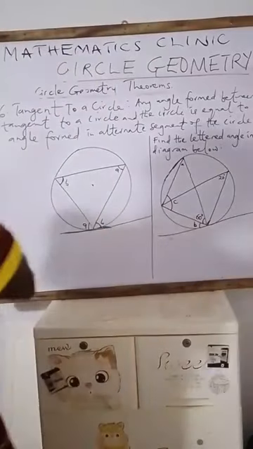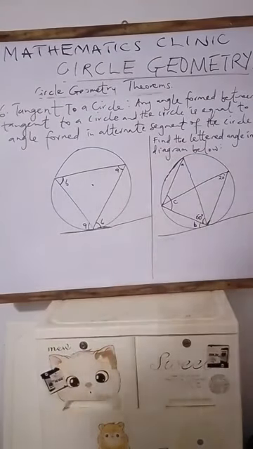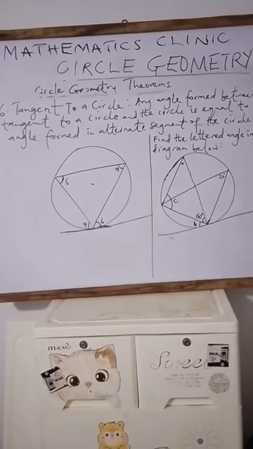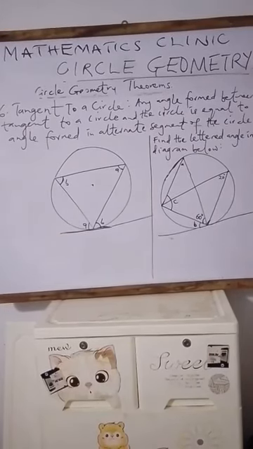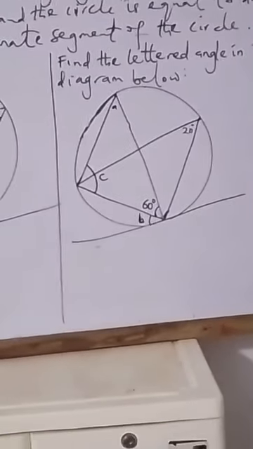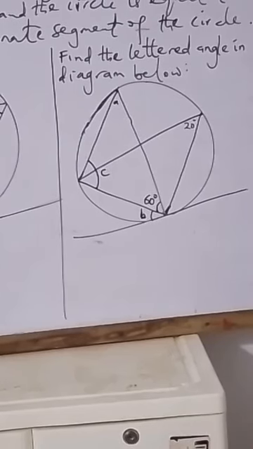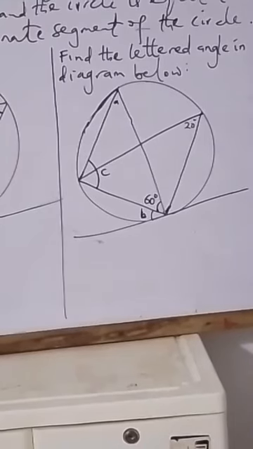Find the letter angles in the diagram below. Hope you can see. Yes, that's the diagram. Find the letter angles in the diagram below. As you can see there, I have angle C, angle 20 degrees, A, 60 degrees, and B.